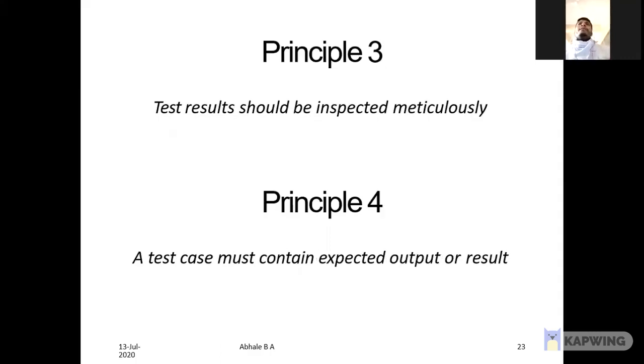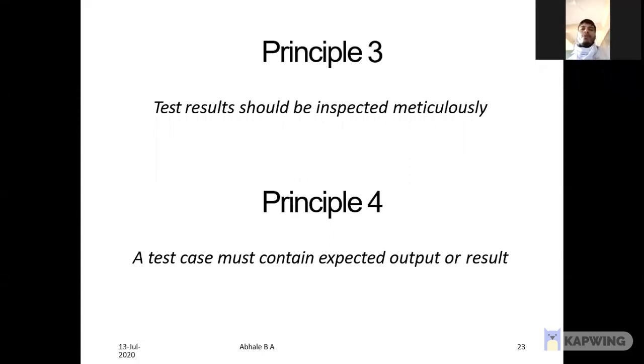Then principle three: test results should be inspected meticulously. What happens here? Suppose you cannot test all the inputs, so we should select some inputs. Suppose you have a data set from 1 to 100, we cannot check all 1 to 100. So we should check, say, 10, 16, 75, 95. Likewise, any data should be checked and we should find the results. So test results should be inspected meticulously.